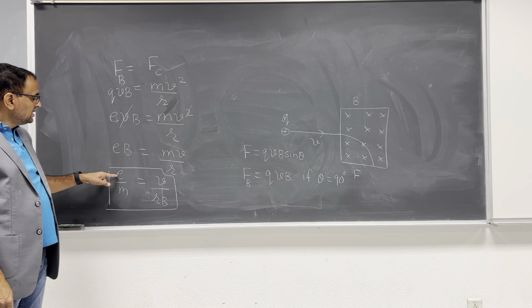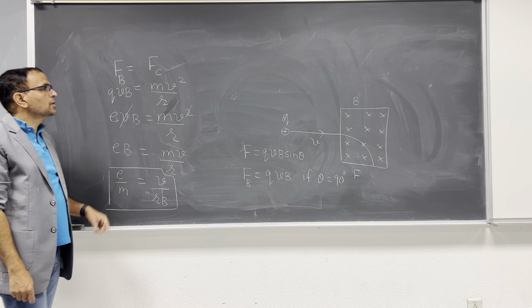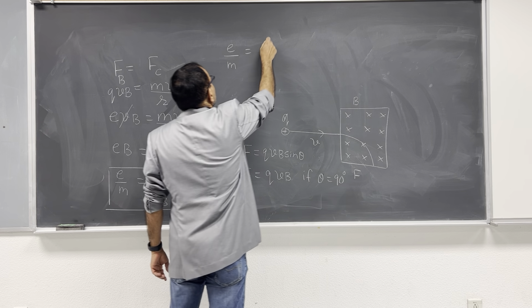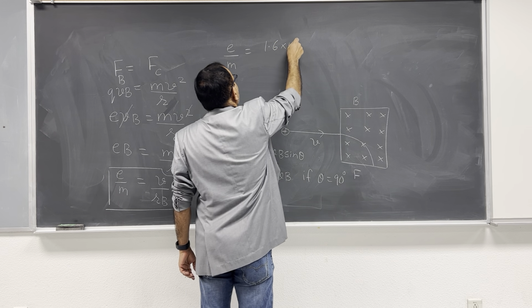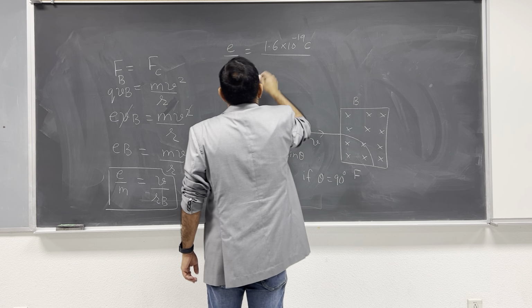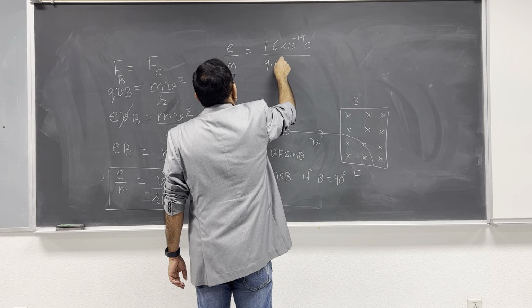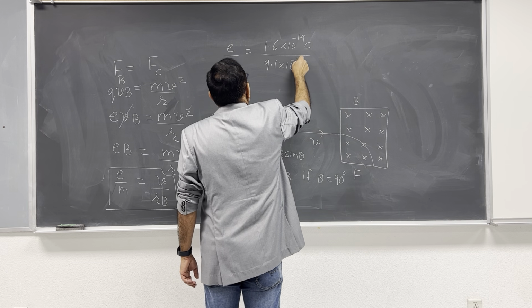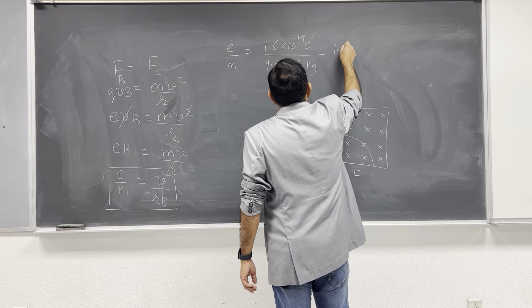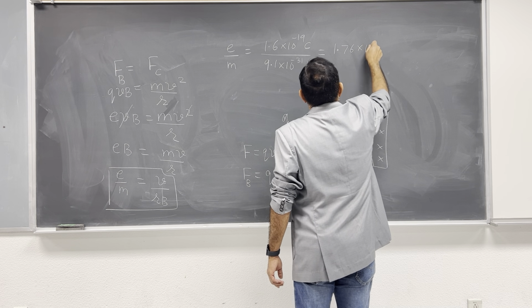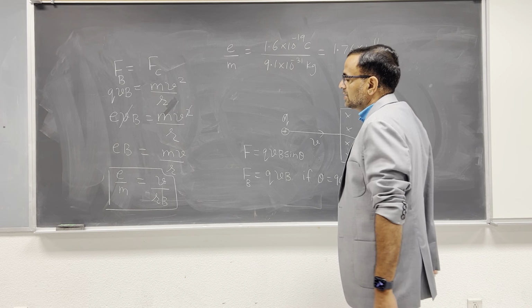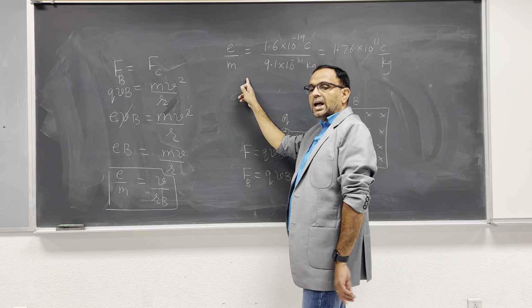Here e is the charge, m is the mass. If it is an electron, then e is 1.6 times 10 to the power negative 19 coulomb, and m, the mass of the electron, is 9.1 times 10 to the power negative 31 kg. If you calculate this, I think you will get 1.76 times 10 to the power 11 coulomb per kg. This is a standard number. This is the charge to mass ratio.